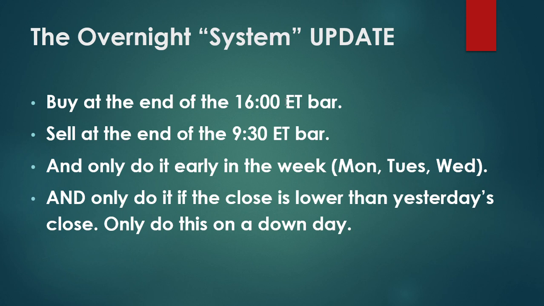Same thing here. Buy at the end, 1600 bar, sell at the open of the next day, 930 bar. Only do it earlier in the week, and only do it if the close is lower than yesterday's close. In other words, only trade these rules above on a down day. We're essentially buying the dip. We're essentially buying the pullback, however you want to think about it. We're not doing it on just any old day. We only do it on a pullback day. That was not in the video, and now it is, right?